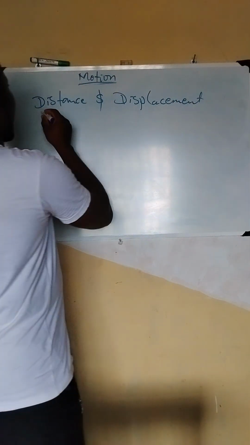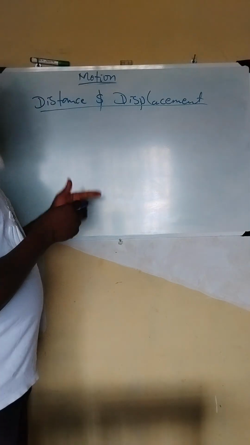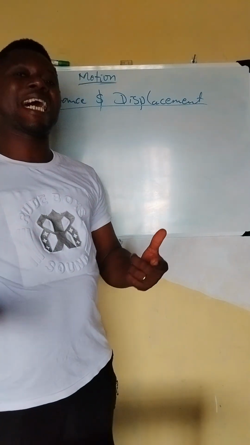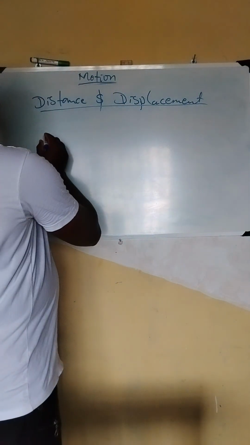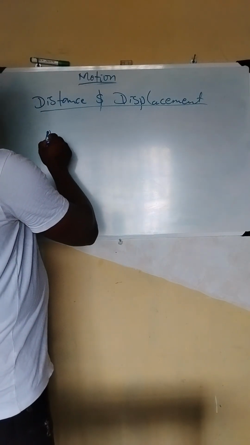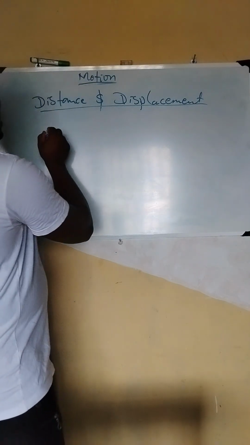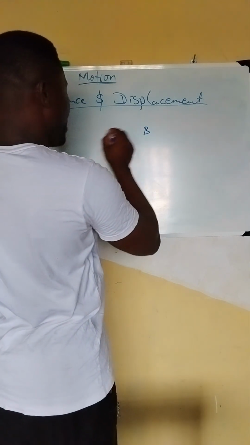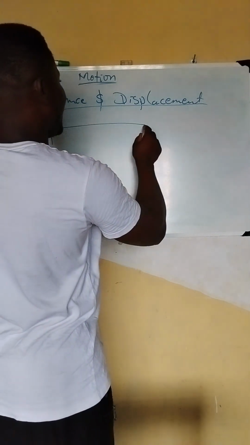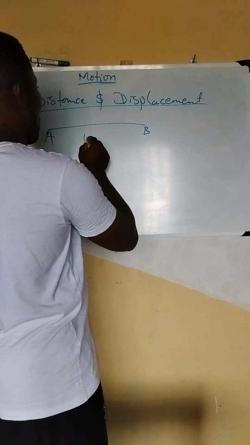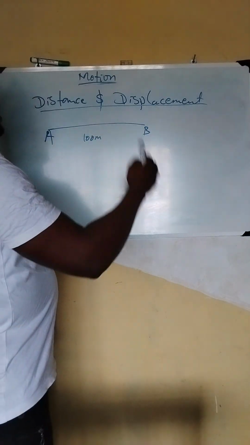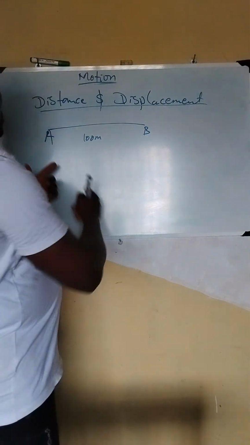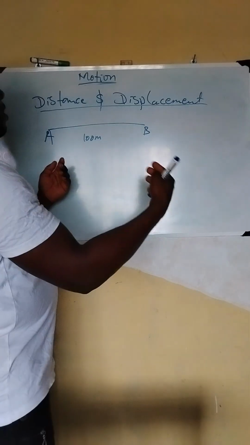All right, when you talk of distance, you are talking of a total length an object covers. Understand? So if an object is at this position, we call it point A, and the object moves from point A to point B. Let's assume that from here to here is 100 meters. So the object is said to have covered a distance of 100 meters. So that is the total length this object covers.